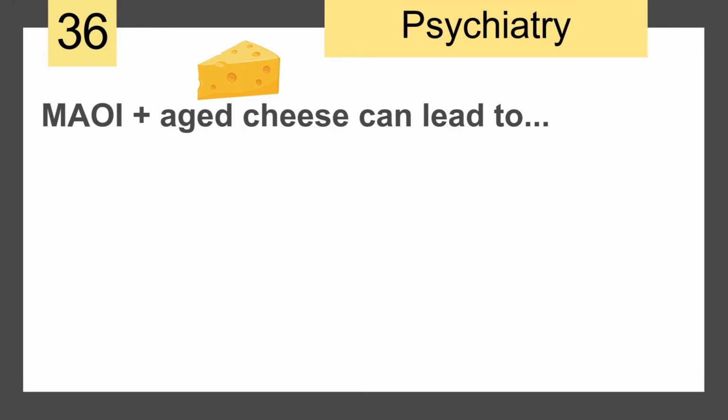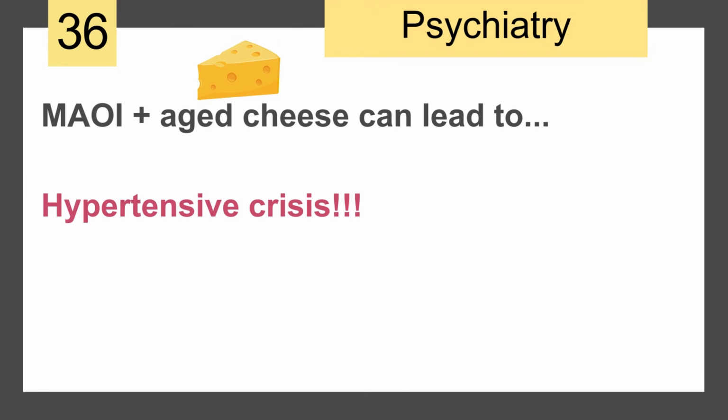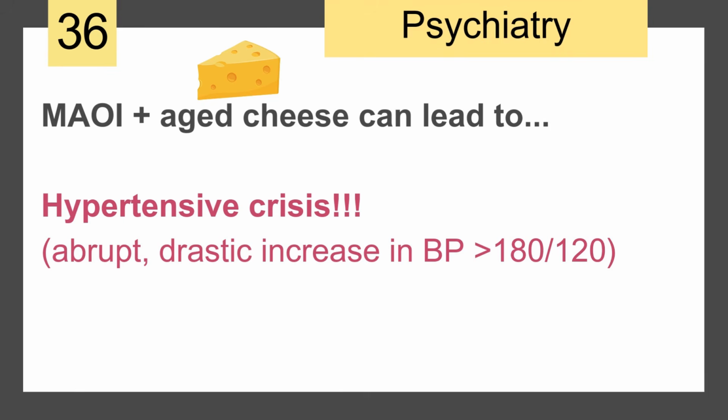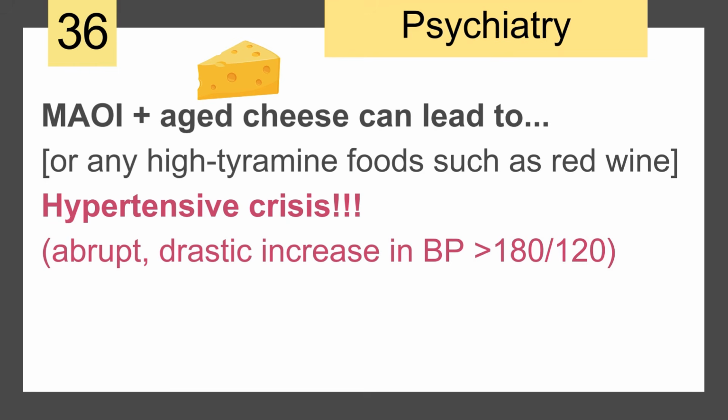36. A monoamine oxidase inhibitor that's added to aged cheese can lead to hypertensive crisis. There's an abrupt, drastic increase in blood pressure, for example, above 180 over 120. That's hypertensive crisis. Now, it wouldn't be aged cheese alone, it would be any high tyramine foods, such as red wine. This is one of the reasons why we avoid monoamine oxidase inhibitors, and it's pretty rare to see a patient come in with depression being treated with a monoamine oxidase inhibitor.